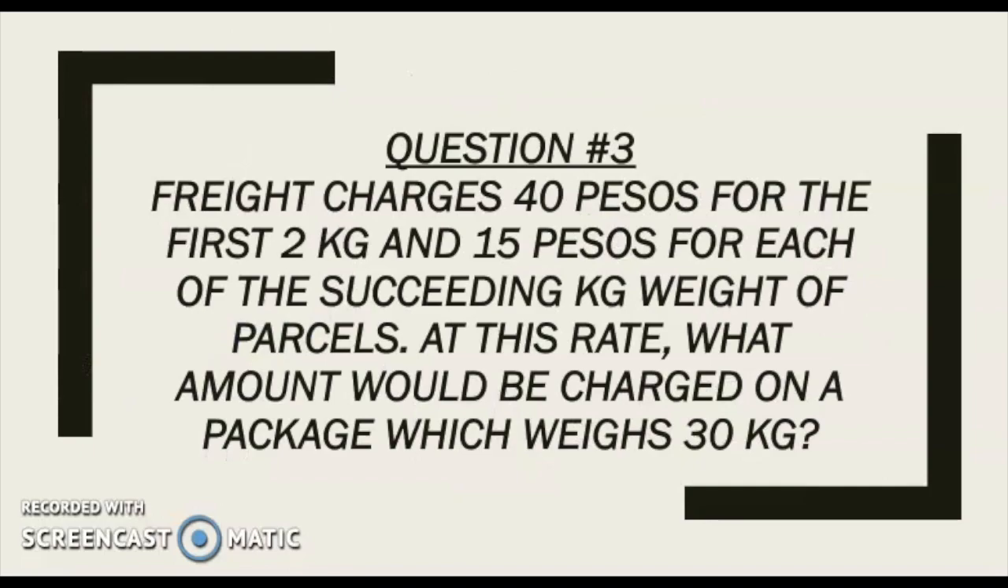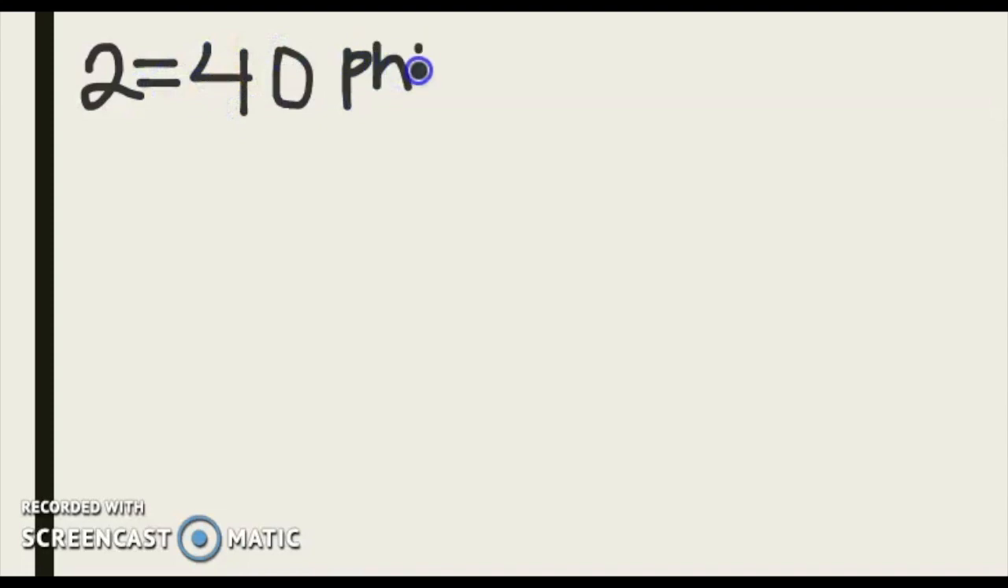Question 3. Freight charges 40 pesos for the first 2 kilograms and 15 pesos for each of the succeeding kilogram weight of parcels. At this rate, what amount would be charged on a package which weighs 30 kilograms? So, let's write all the important notes down. First 2 kilograms is 40 pesos, PHP, and we're looking to see what the price is of a 30 kilogram.